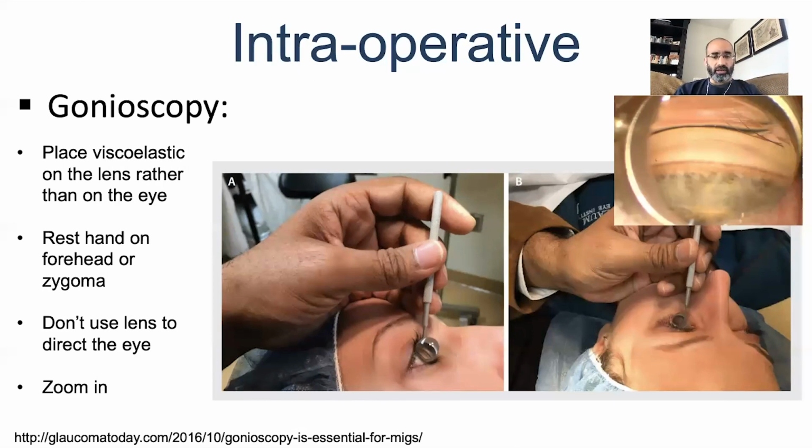Don't use the lens to help direct the eye. There's a tendency to want to do that, but that'll just cause stria. So you have to position the patient and really just rest the lens, float it on the viscoelastic. And then make sure you zoom in and you see this picture here, this insight.